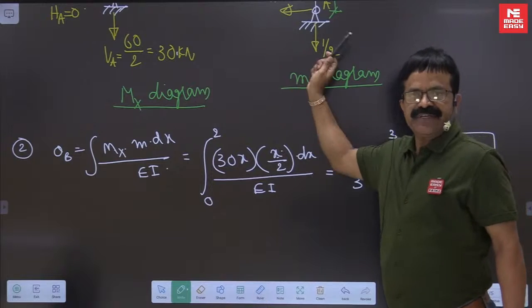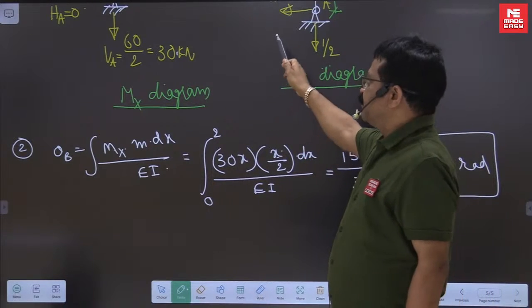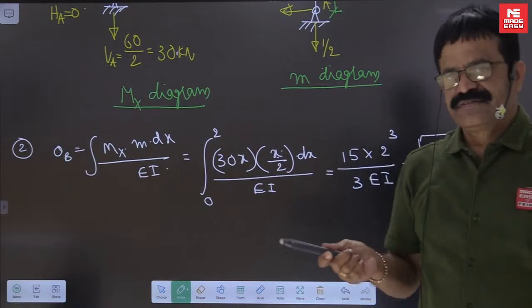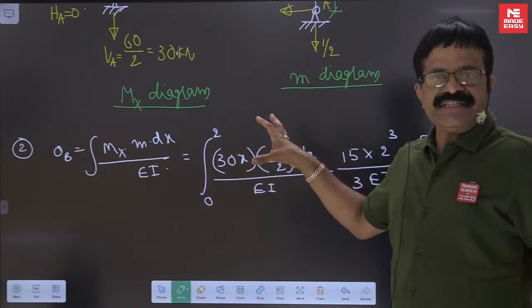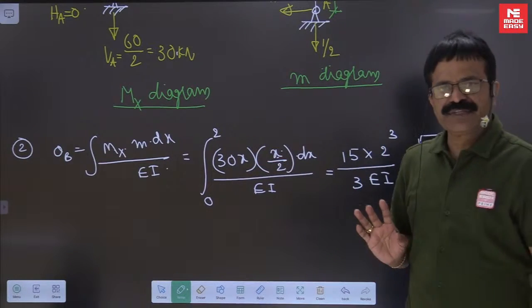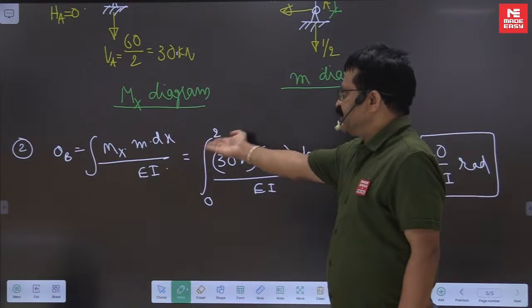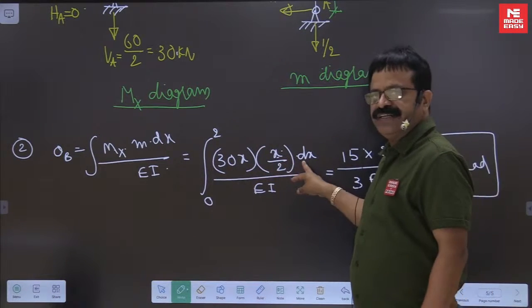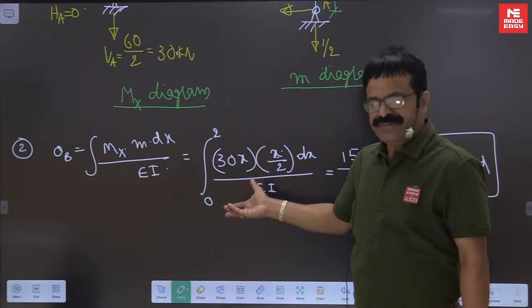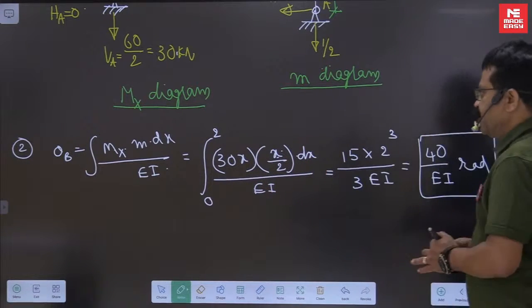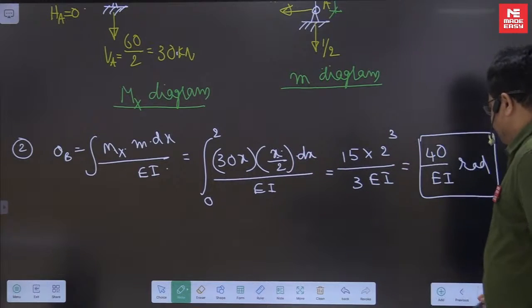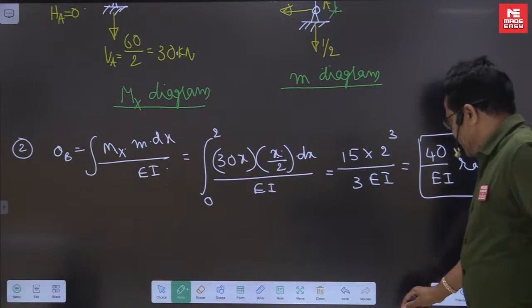First, quickly we'll write Mx and m diagrams. Find the support reactions. The support reactions will be such that by inspection itself we will be able to find them. So find them. Generally, maximum is 2 members you have to write. Otherwise, if they want to save your time, only one member. Okay, so only one member, 0 to 2, Mx m dx by EI, 40 by EI radian.